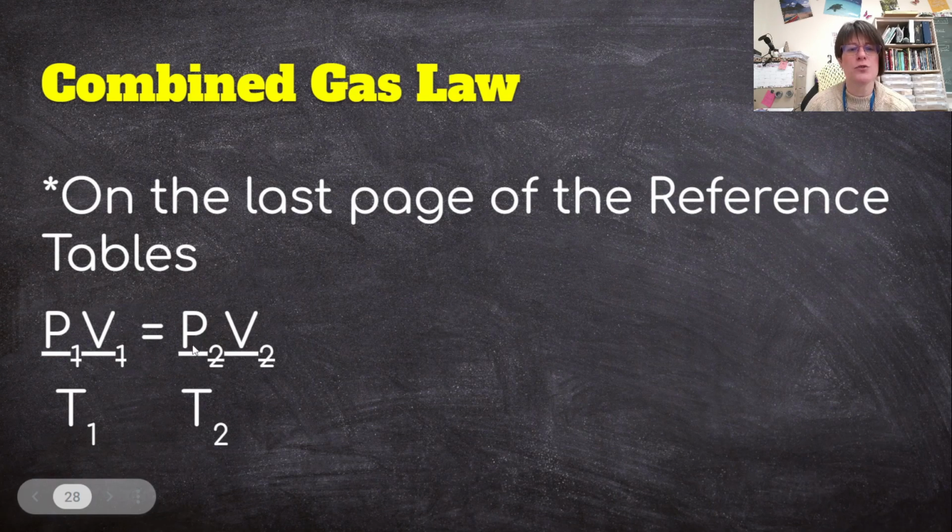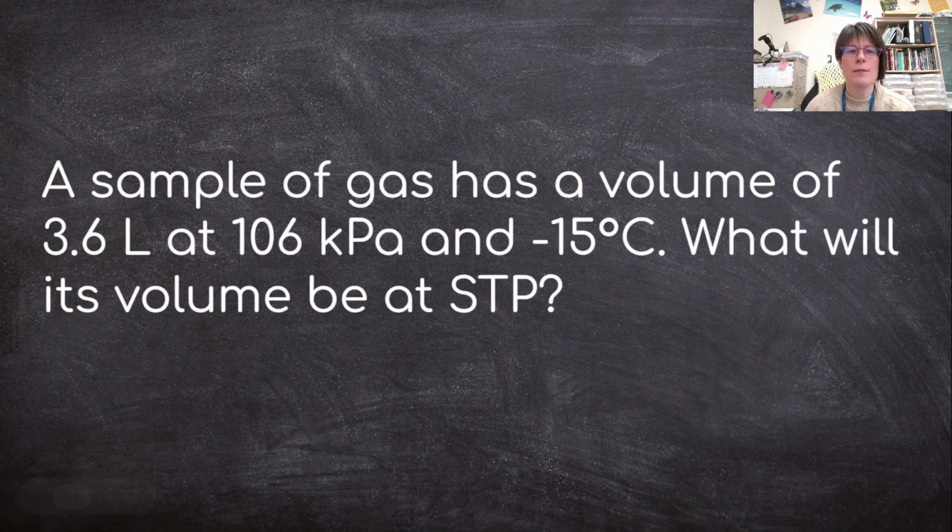And the reason you can do that is because if they're the same on both sides, when you do the math, they'll cancel out anyway. So you do not have to memorize anything. This is on the last page of your reference table. You just have to know that you don't necessarily always have to use all of the quantities. You can drop one out of the equation. So a problem using the combined gas laws might look like this.